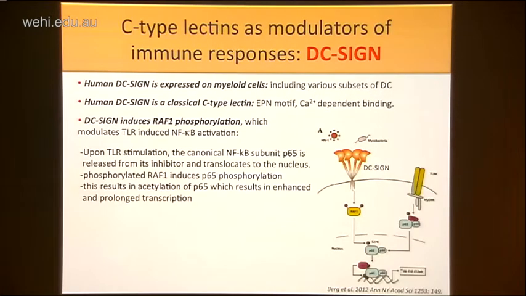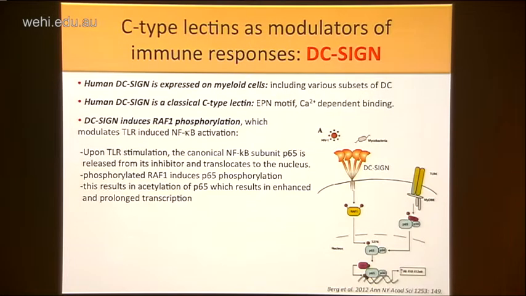And this is how it looks. So you've got DC-SIGN on the surface, and you've got other TLRs, such as TLR4, on the surface as well. You've got various pathogens. They'll engage DC-SIGN and result in activation of RAF1. But it's the interaction with the TLR ligand that results in the activation of NF-kappa B, by releasing p65 from its inhibitor, which then translocates into the nucleus, which can then meet up with the activated RAF1. And this results in RAF1 inducing phosphorylation and acetylation of p65, and ultimately resulting in enhanced and prolonged transcription, which presumably then results in better cytokine production.